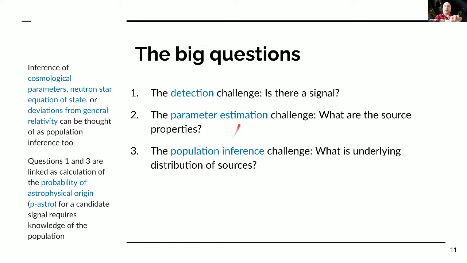We needed to solve the detection challenge first to find any signals. Having found signals, we then realized we need to understand the sources. And now, starting to amass a large number of observations, and that will only grow with time, we're realizing we now need to understand how to use this population. So I think population inference is perhaps the least well-known of these challenges and the least understood. So we're going to talk about this a bit more today. As before, please do put your hand up or ask a question in the chat if you have any questions.